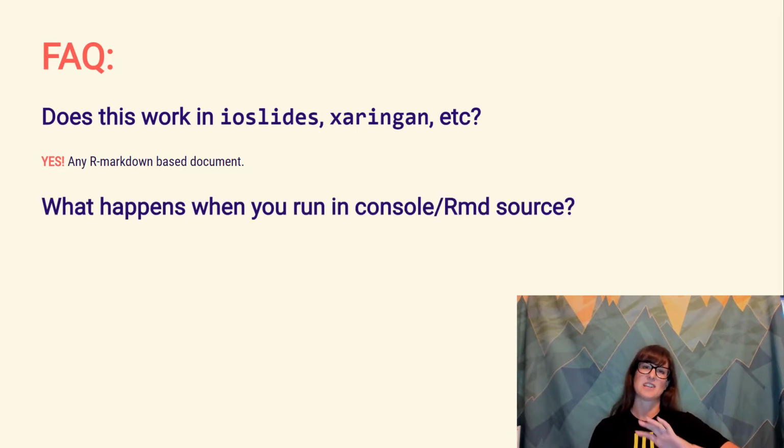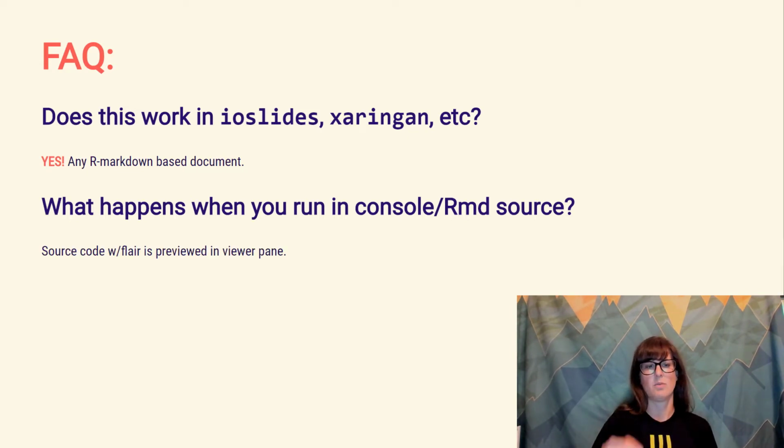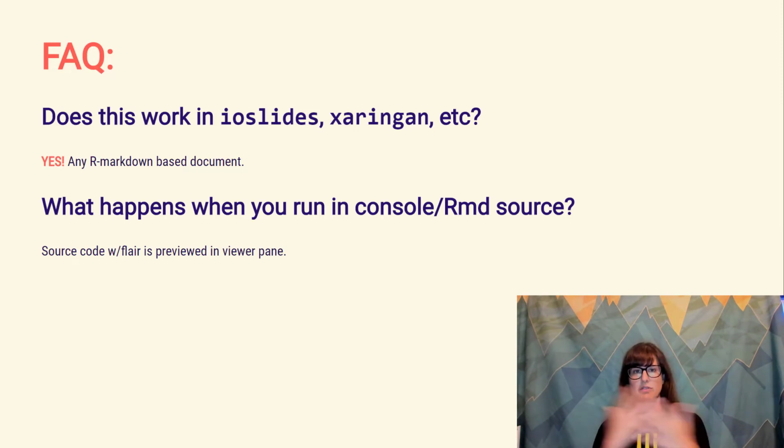So you might ask, this is all designed for knitting. So we have those chunks that have the decorate and the flair functions in them. What happens if you just run those in a console or in your notebook source code? What it's going to do is actually preview the flaring. It's going to pop up in your viewer pane the source code that you are trying to decorate, and it will show you what's being highlighted and how. So you can double check that what's happening is what you intended to happen with the flaring.